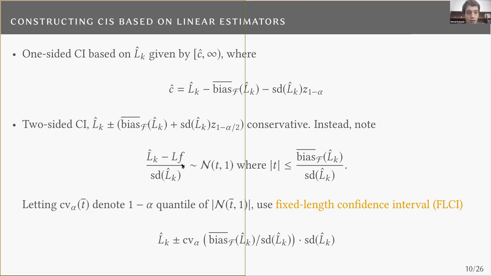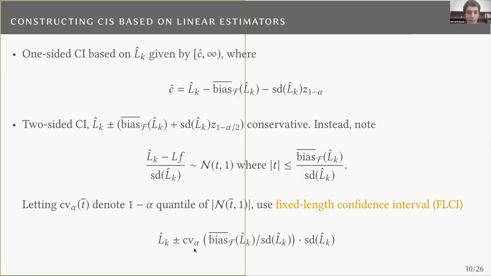And so by using a critical value that's based on an absolute value of a normal distribution with mean t bar, where t bar denotes the worst case bias standard deviation ratio, I can shrink this slightly conservative interval by a little bit. So this is going to be the confidence interval that we're going to use.